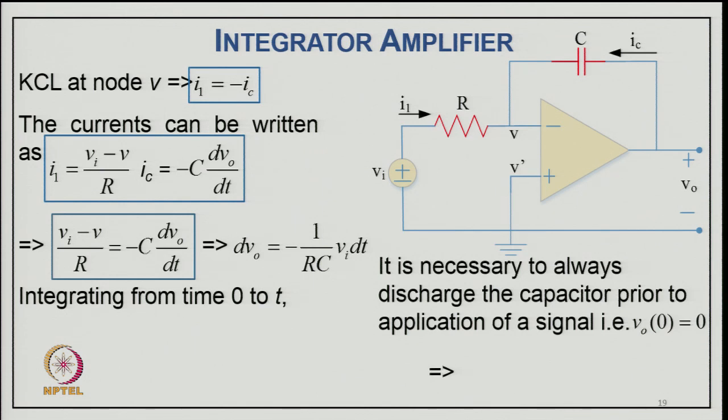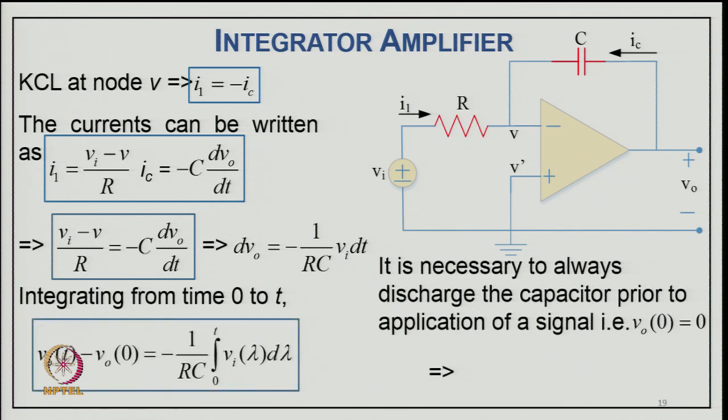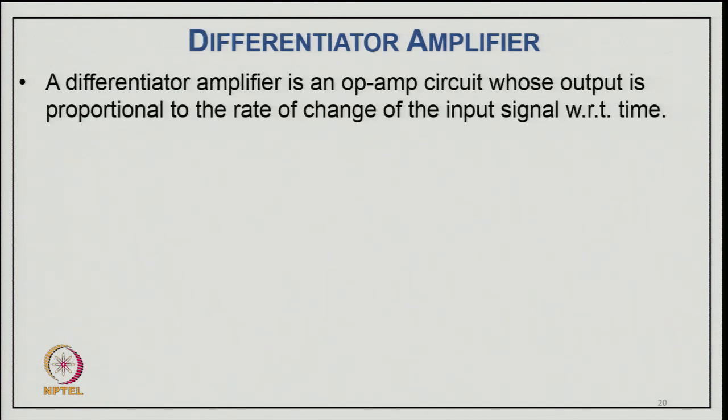and integrating from 0 to t. It is necessary always to discharge the capacitor prior to application of a signal, that is V0 is 0. So, we can say V0 at t minus V0 at 0 equals minus 1 upon RC, integral from 0 to t of VI(λ) dλ, which gives V0 equal to minus 1 upon RC, integral from 0 to t of VI(λ) dλ. So, that becomes your integrator.